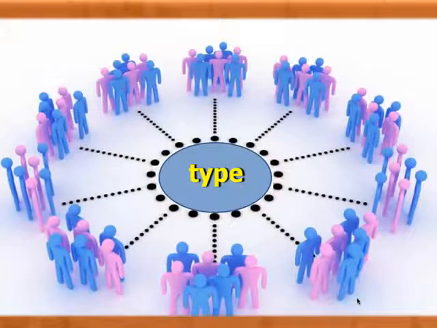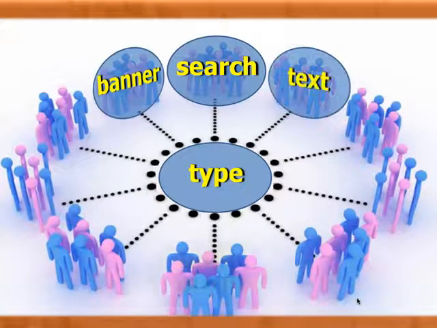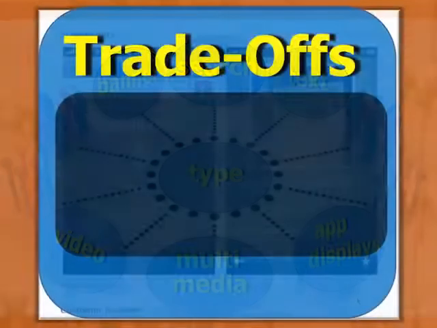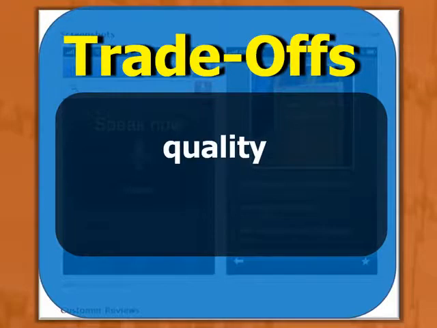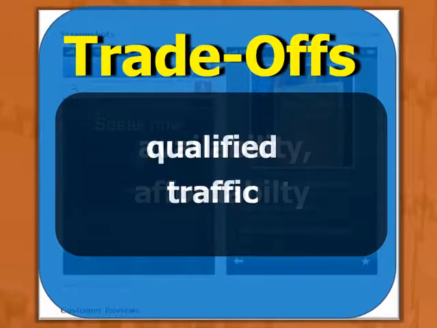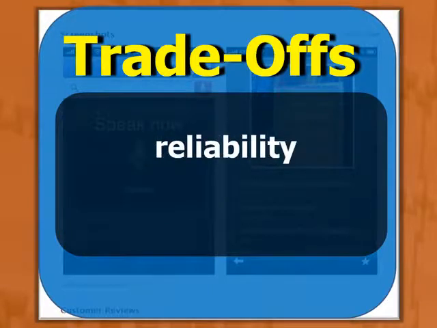There's also the question of what type of advertising you'll be doing. Will it be search, either paid or organic, banner ads, text ads, multimedia ads, app display ads, or video ads? All in all, this combination of decision-making frequently comes with trade-offs in terms of quality, things like support and service, availability and affordability of inventory, qualified traffic, tracking technologies, and reliability.